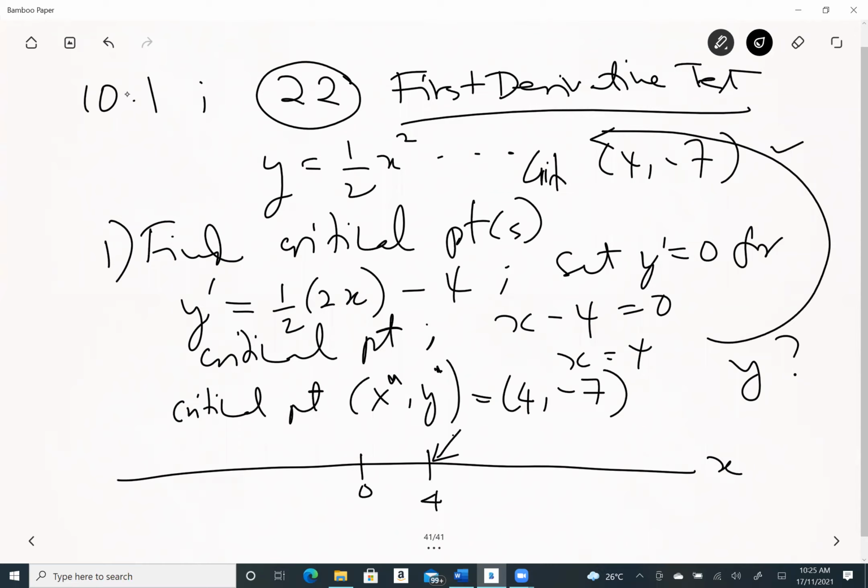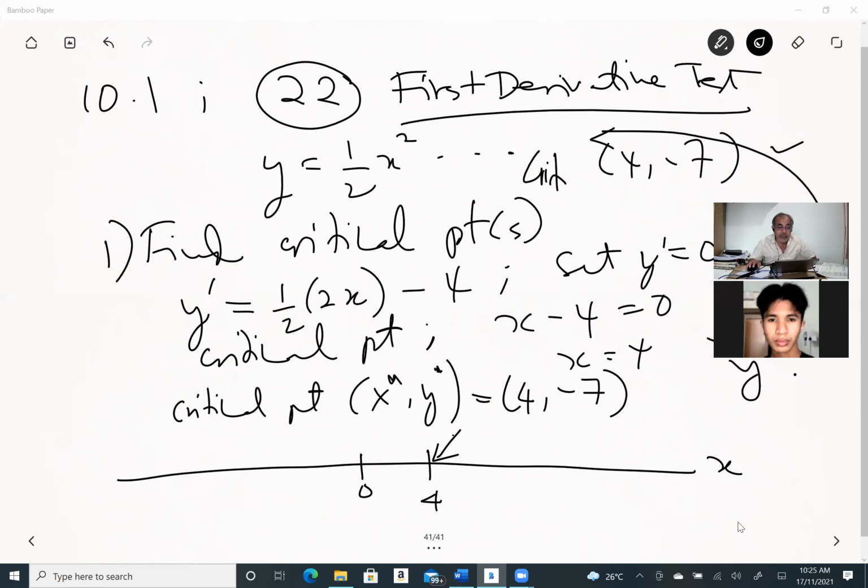Okay, what are the intervals? -5, -3. The interval, based on the critical point. The critical point is 4, -7. Okay, now what are the intervals? It's not -5, -3. Interval means like what we were doing just now.